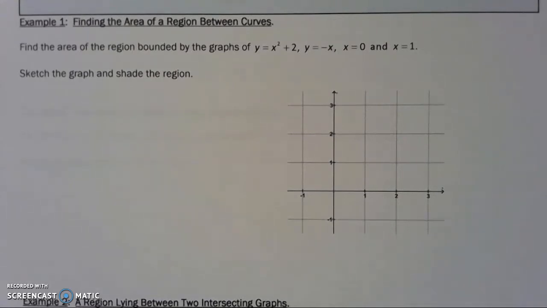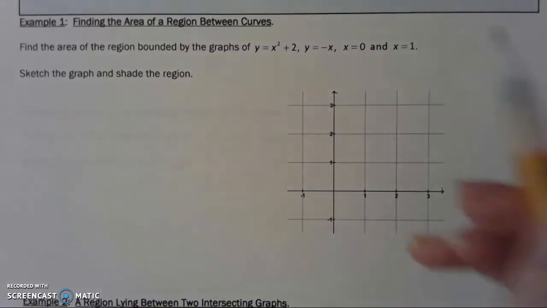Example 1 says, find the area of the region bounded by the graphs of y equals x squared plus 2, y equals negative x, x equals 0, and x equals 1. So first, we just want to make sure that we see what interval we're actually looking at here. So let's take a moment and graph all of these pieces.